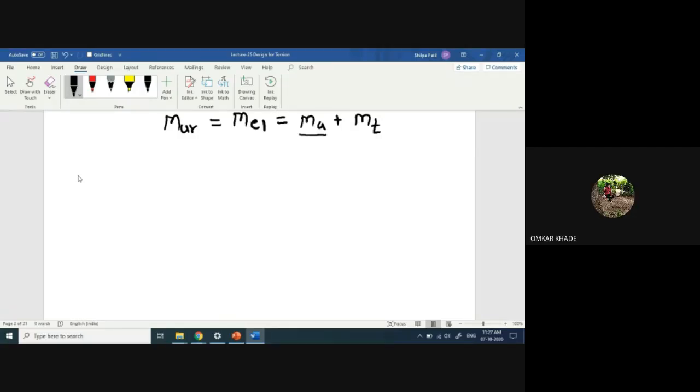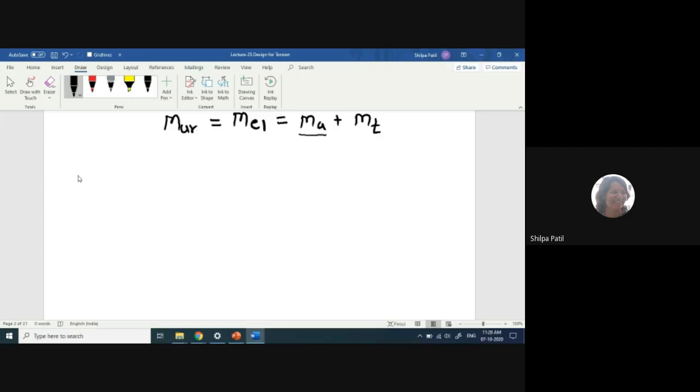FSC equals 0.87 FY. We are assuming FSC. What is FSC? The stress resisted by concrete. There is no compression steel in the beam, so why do we need to calculate FSC?